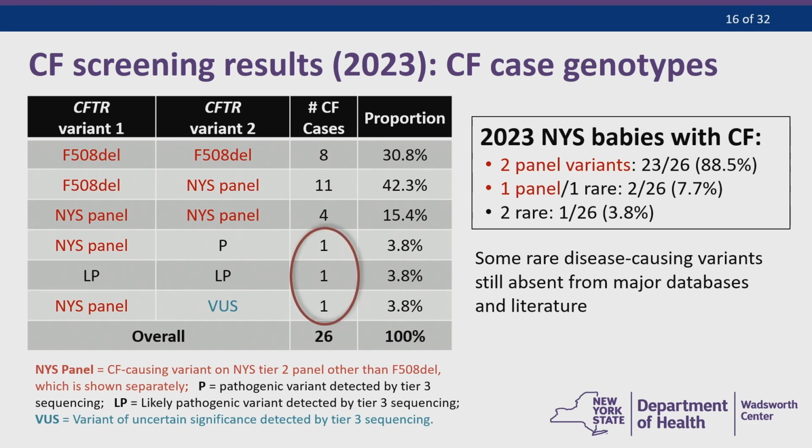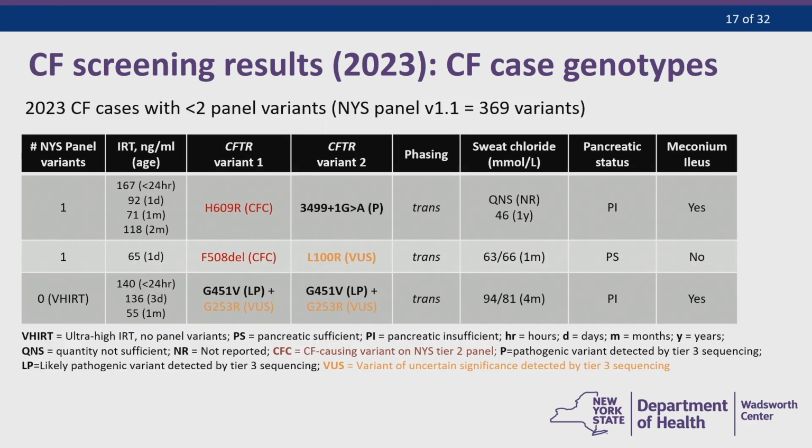So these are the 3 babies. Let's take a look at those. So this table shows all of our cases in 2023, confirmed CF cases. This does not include CRMS, CFSPID, those that had fewer than 2 panel variants. Our current panel is 369 variants.